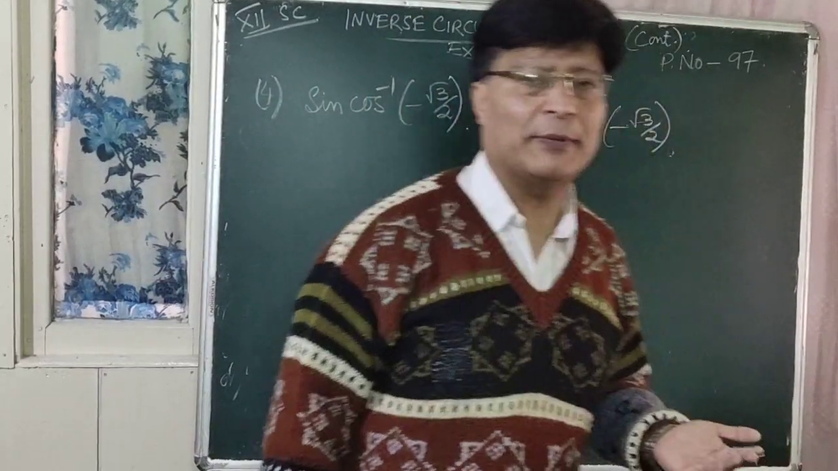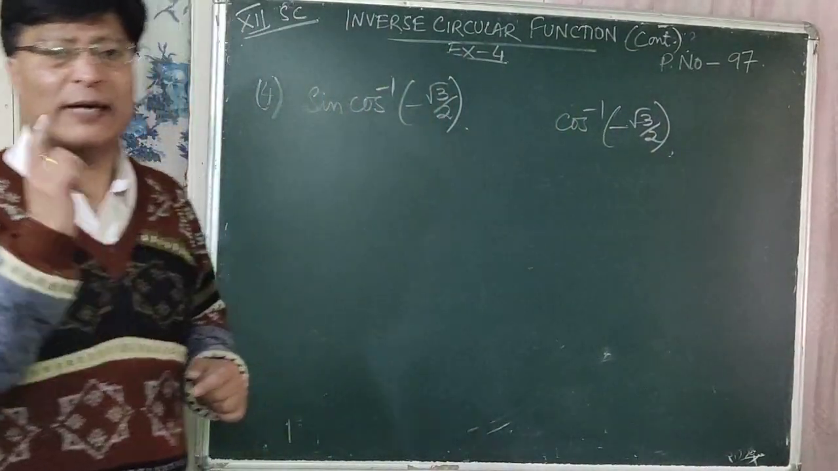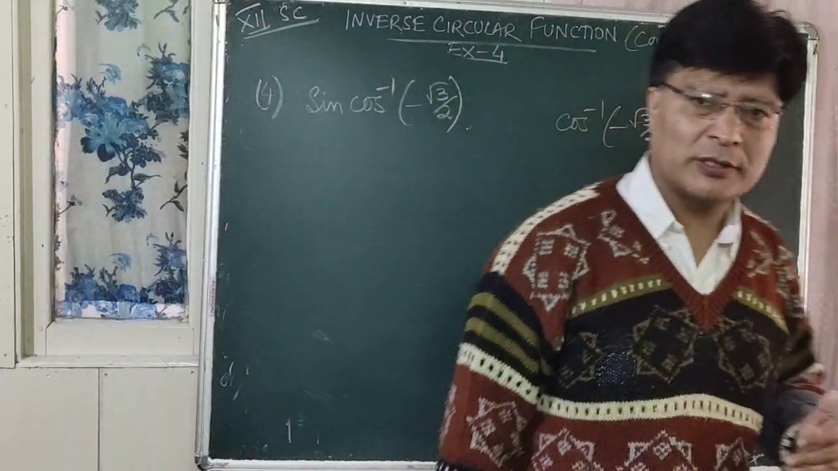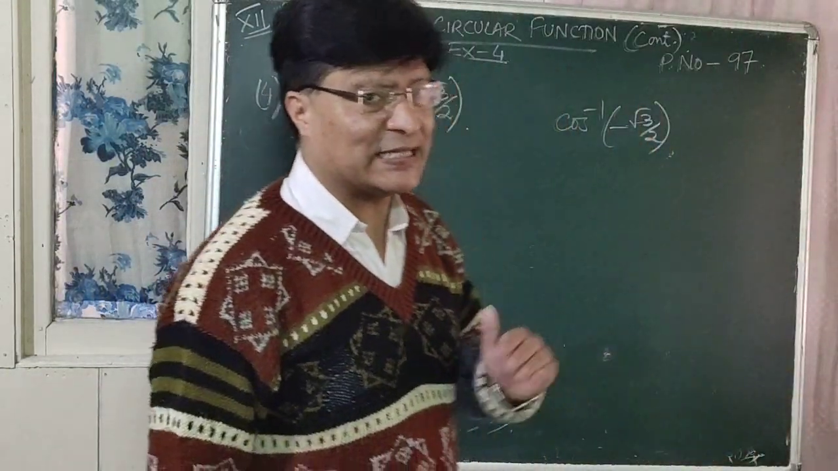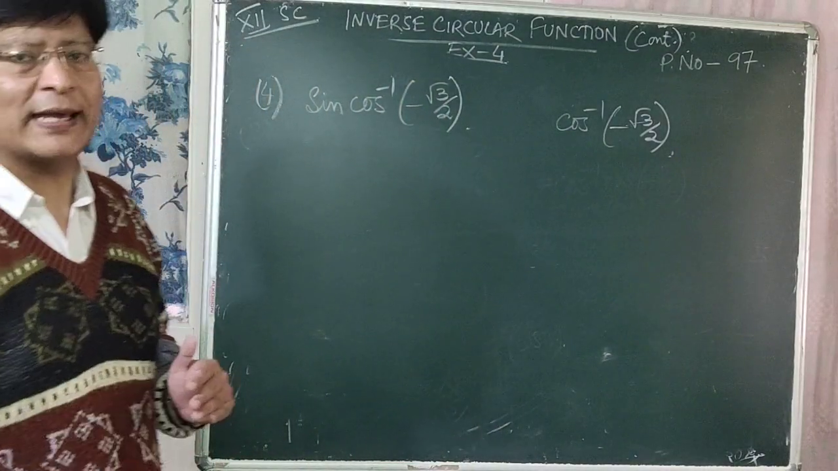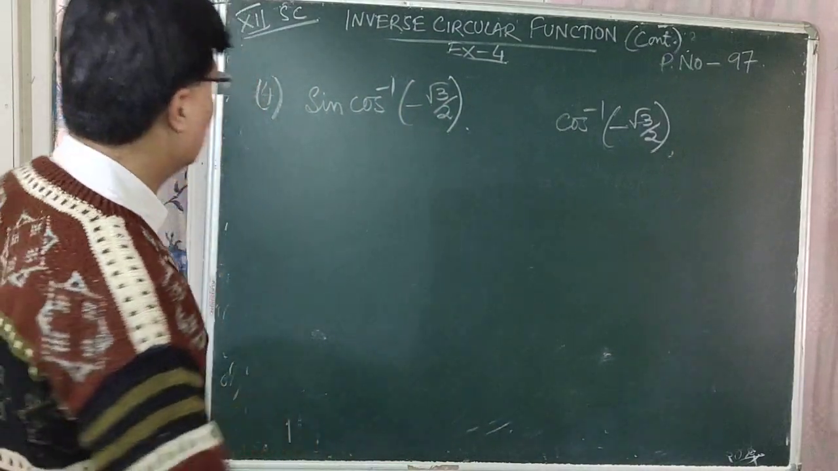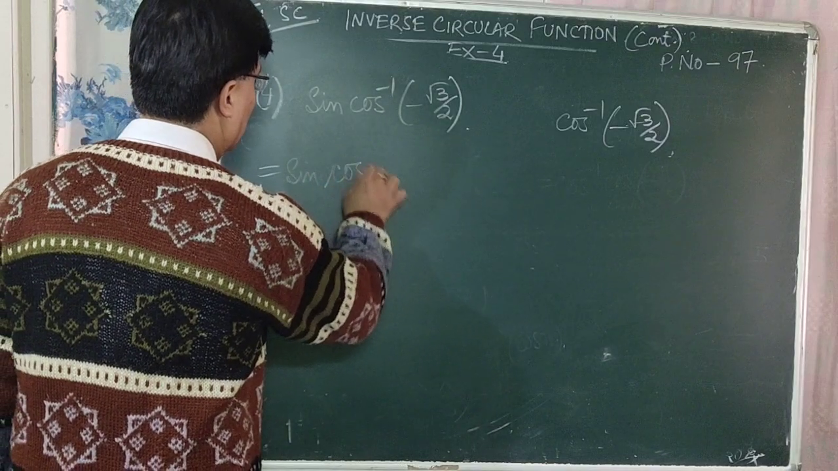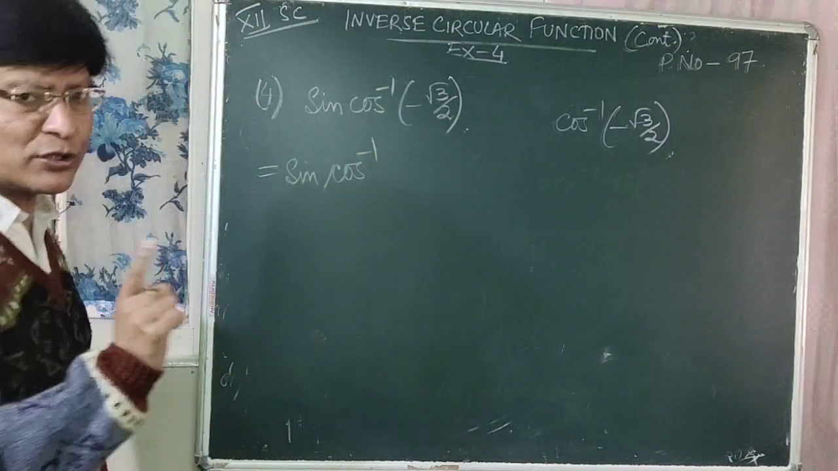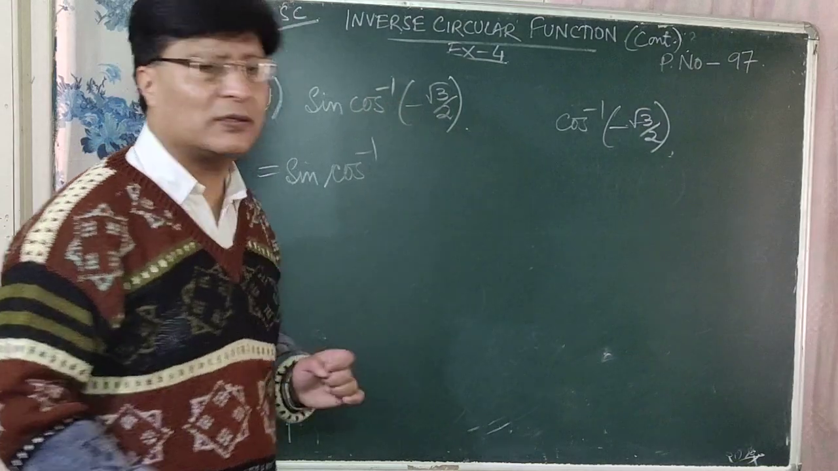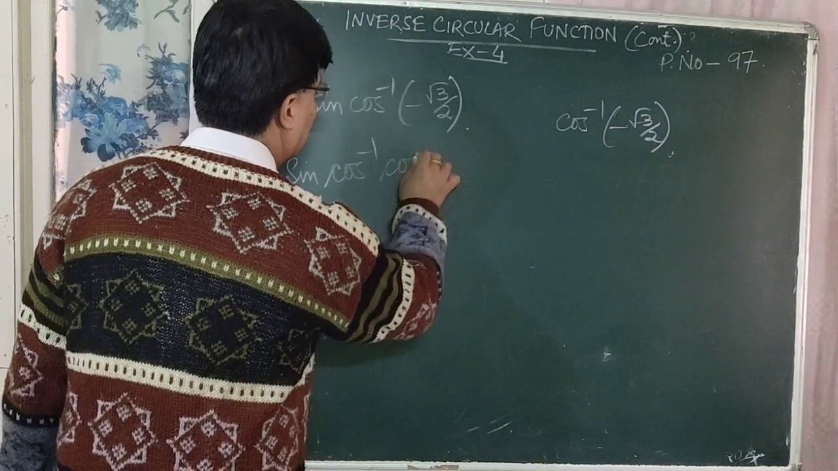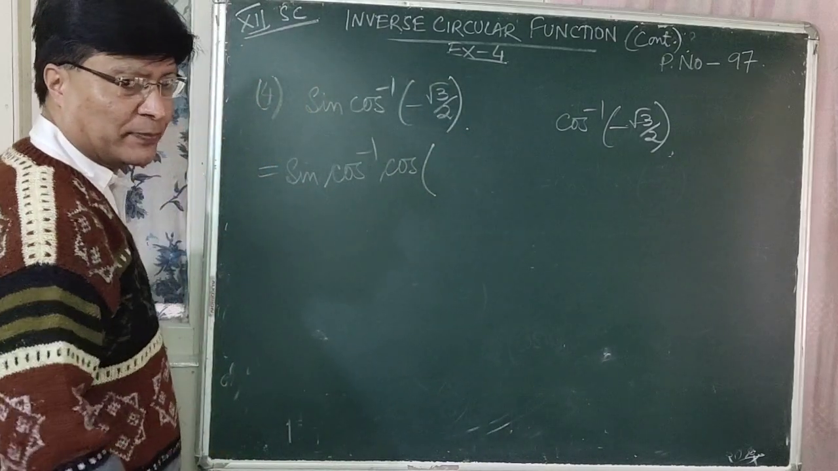We have to find the value of the negative one. Cos of which angle is minus √3/2? So I told you that in principal values, if cos theta is negative, then you should find out the angle in the second quadrant. Okay? So it is equal to sine cos inverse. Now cos of which angle in the second quadrant is minus √3/2? So cos, again write down cos within bracket.